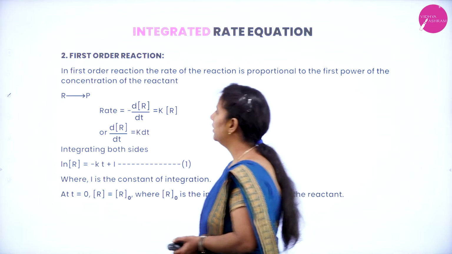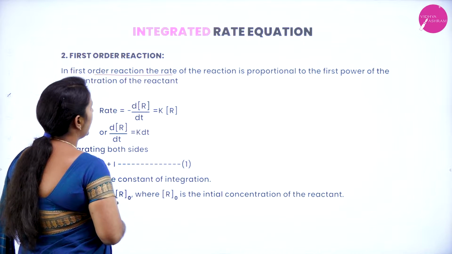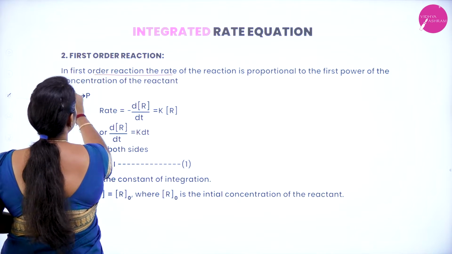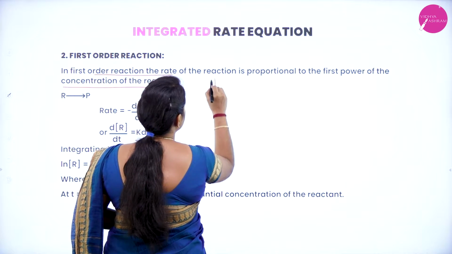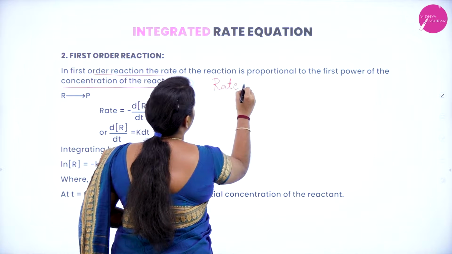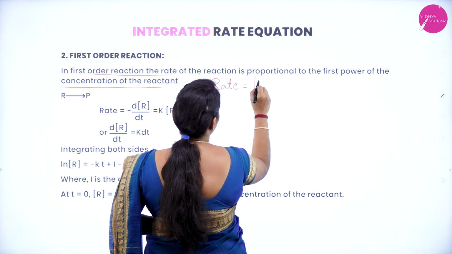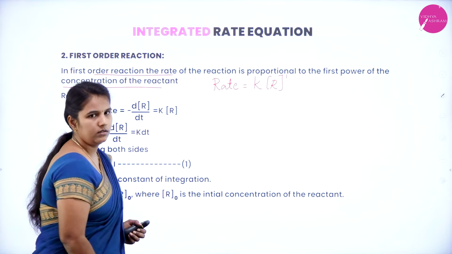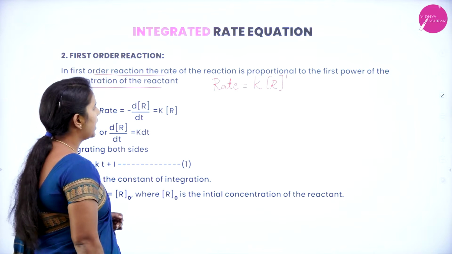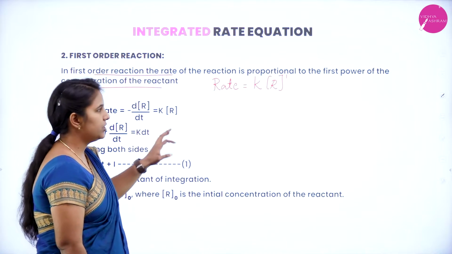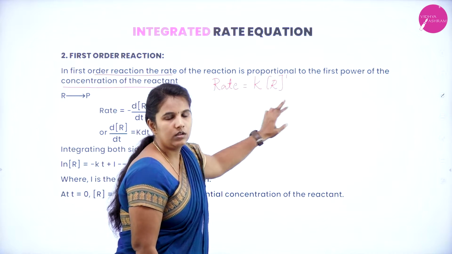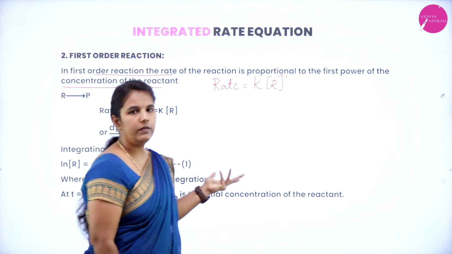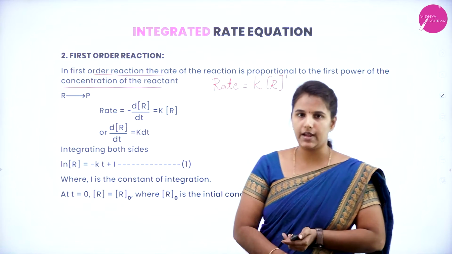What is the first order? We already know that in the first order reaction, the rate of the reaction is proportional to the first power of the concentration of the reactant. Or you can say that in the first order reaction, the rate is equal to K into the concentration of the reactant to the power 1. That is, the rate of the reaction is directly proportional to the molar concentration of the reactant raised to the power 1. Then only we can say it is a first order reaction.